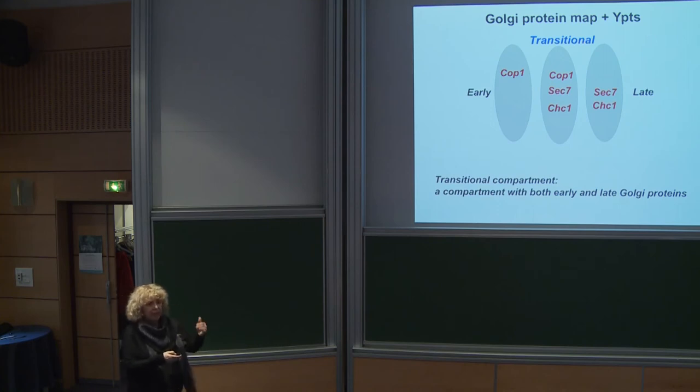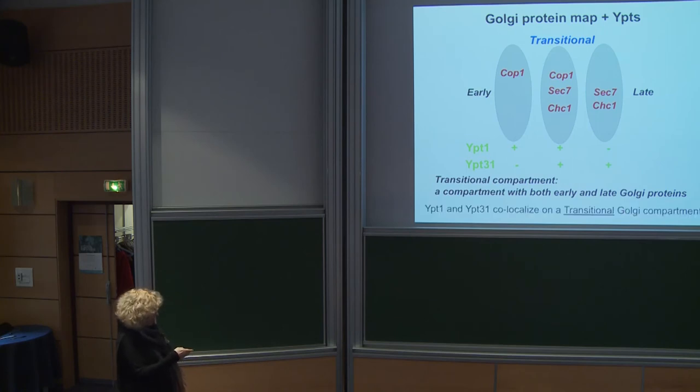Transitional tells you it's fast. It just comes and goes. So the transitional compartment is also, so YPT1 is on the early and transitional, 31 is in transitional and late. Okay, so they co-localize at the transitional compartment.